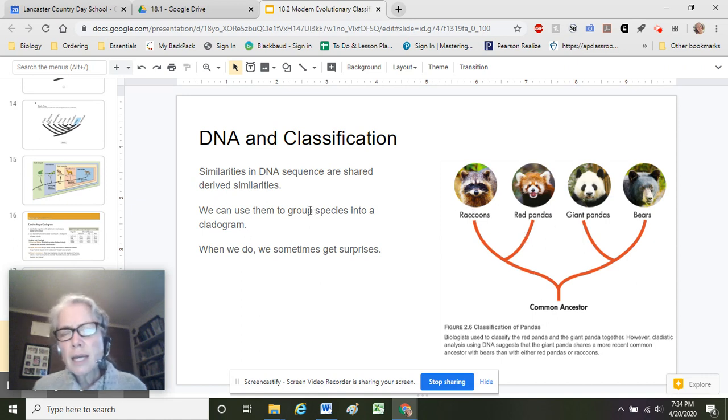So DNA sequence data has led to a lot of surprises in our interpretation of old-fashioned classification and led us to revise in a modern way with modern evolutionary classification a lot of the species that Linnaeus first named.